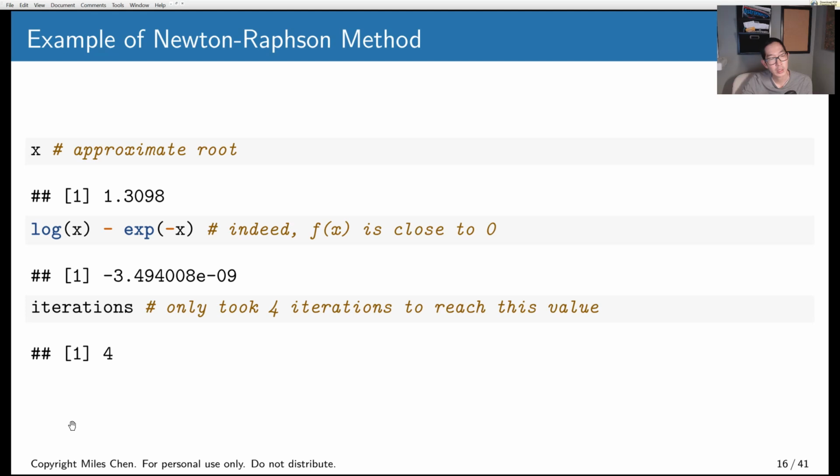And when we're done, it gives me the same value that I had before, 1.3098. I plug that in and ask, did that give me something close to 0? Yeah, sure. It gave me 3.49 times 10 to the minus 9. So a value close to 0, that's less than my tolerance. So I'm happy with this value, 1.3098.